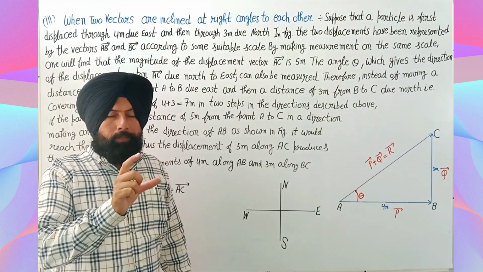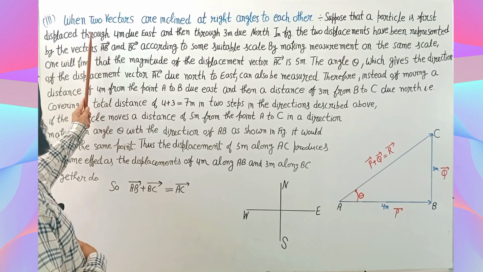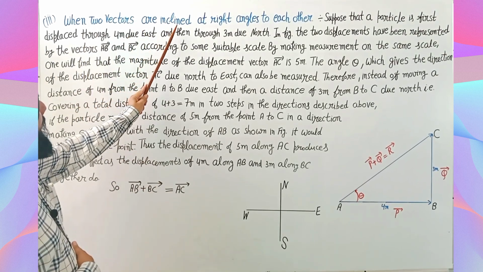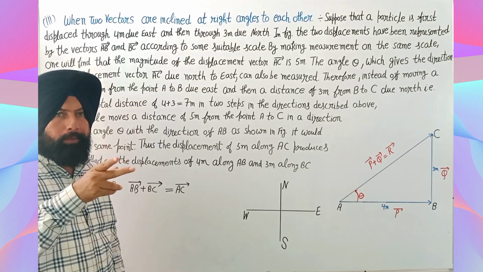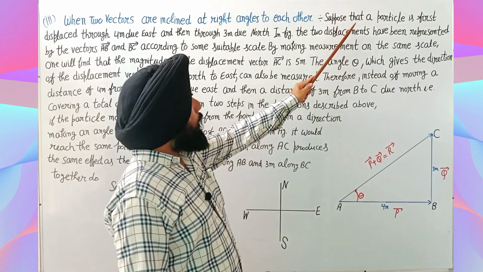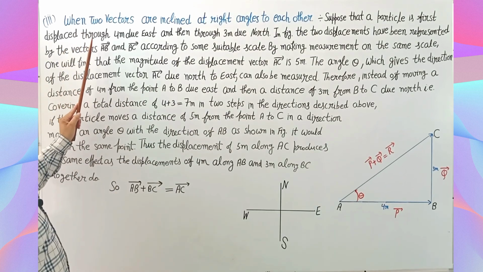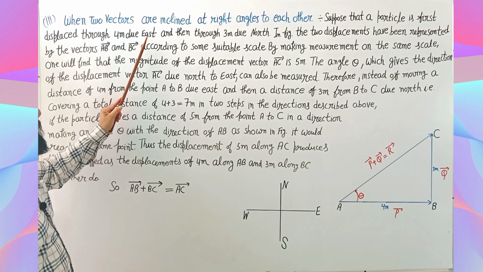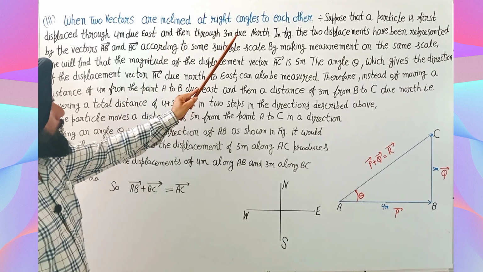Now let us proceed further, discuss the third example. Now students, we are discussing the third example. When two vectors are inclined at right angle to each other, means the angle between two vectors is 90 degrees. Now suppose that a particle is first displaced through 4 meter due east and then through 3 meter due north.